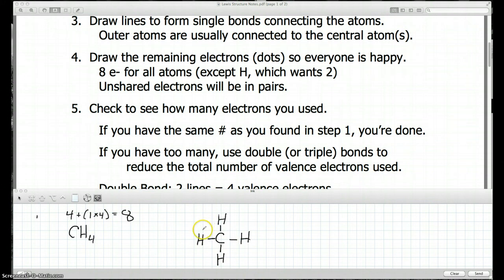Check to see how many electrons you used and compare it to the number you started with. So we have 8 to work with, and we've got to make sure that our picture matches that number. If you remember, each line equals 2. So 2, 4, 6, 8. Total valence electrons in the picture is 8, and it checks out. So that is the Lewis structure for CH4.